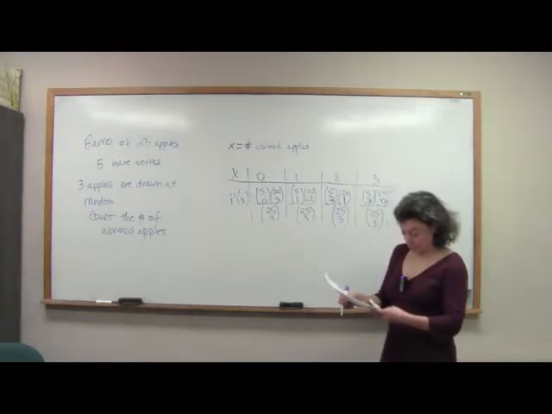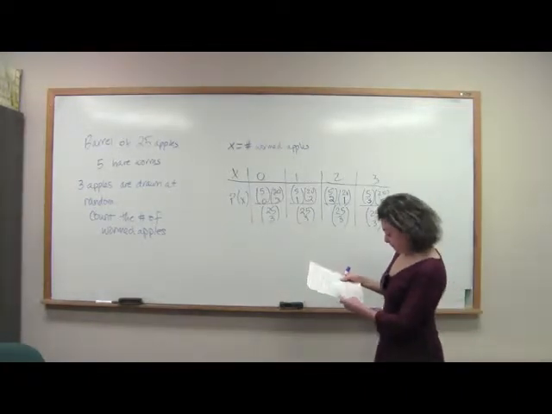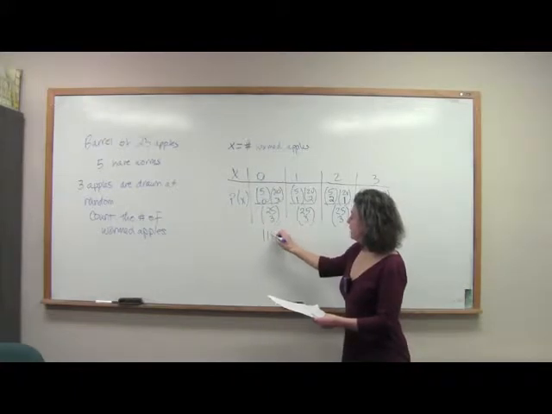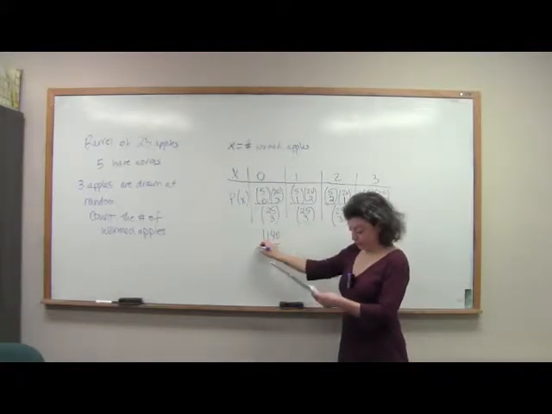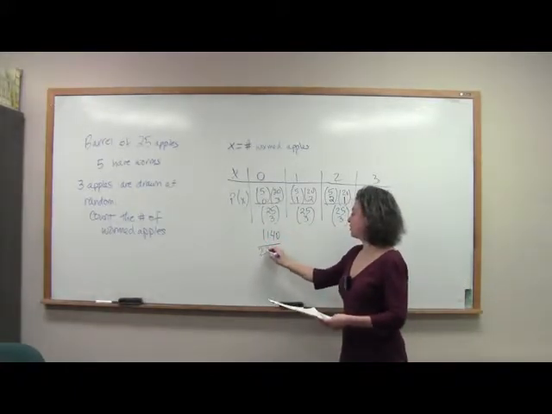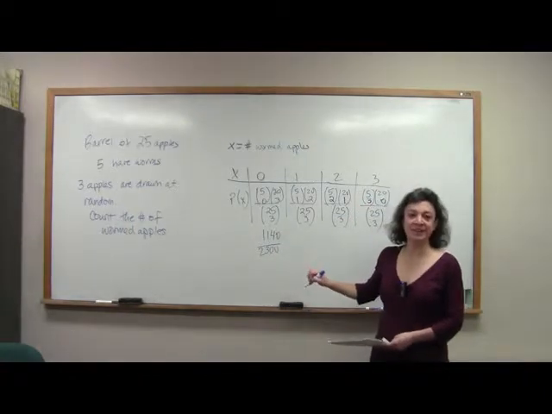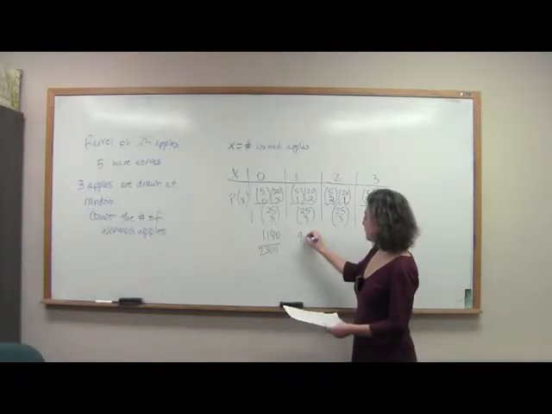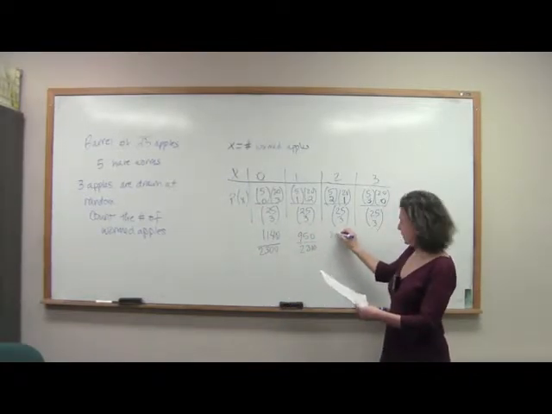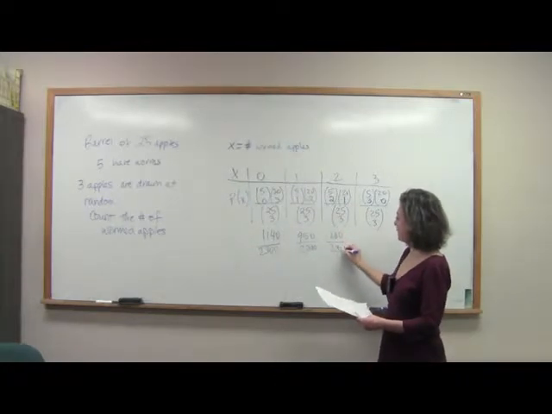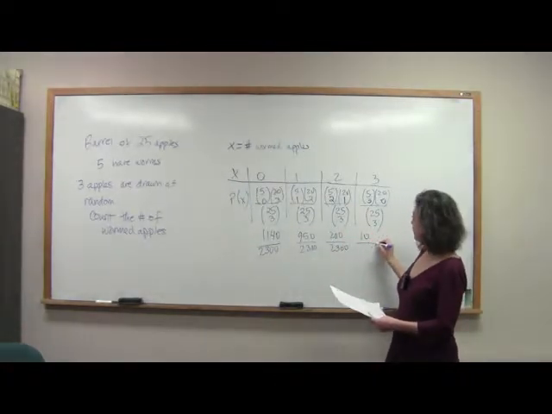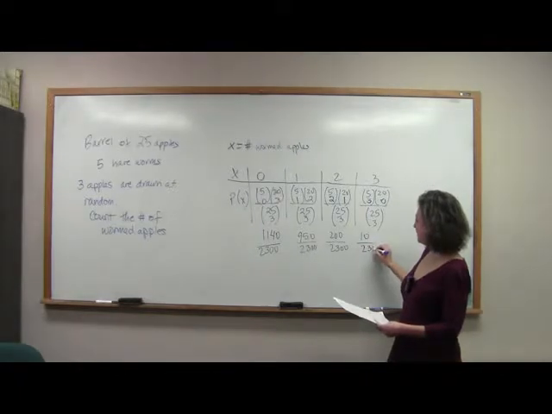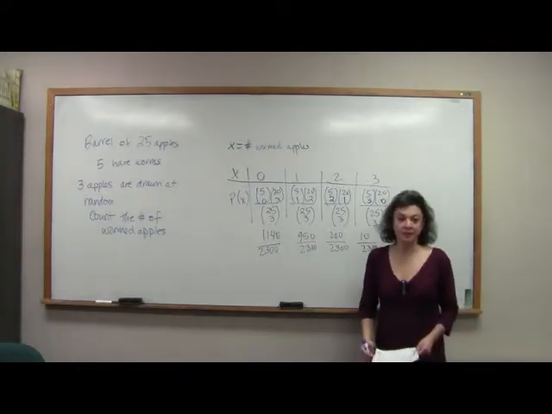All right, well, what you should get is 1,140 over 2,300. And again, you can put this in decimal form, whatever you're more comfortable with. Here you're going to get 950 over 2,300. Here you're going to get 200 over 2,300. And last but not least, you're going to get 10 over 2,300.